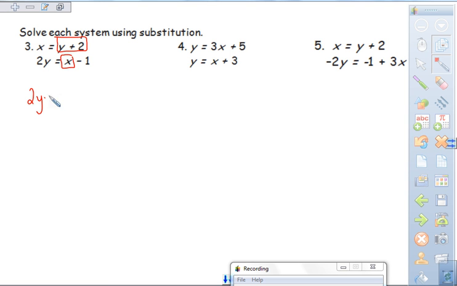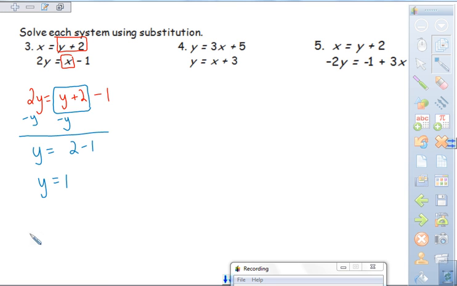So it becomes 2y equals y plus 2 minus 1. So in blue, that is what we plugged into that little box. And now notice we've combined both equations and we have one variable. So now we can solve. So I'm going to subtract y, and I get y equals 2 minus 1, so y equals 1. So that's the first part of our solution. So now I need to plug in and find the other part. So if y is 1, 1 plus 2 is 3, x is 3.